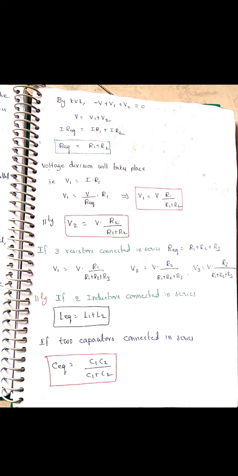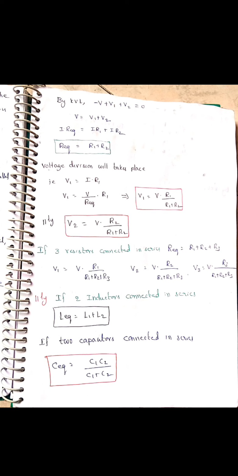With this, V is equal to I into R equivalent. Now V1 is nothing but I into R1, and V2 is nothing but I into R2. Here in a series connection, current is the same. So if we cancel the current on both sides, we get R equivalent as R1 plus R2. Means if two resistors are connected in series, the total resistance can be calculated using the formula R1 plus R2. Here what we studied is that in a series connection, voltage division takes place.